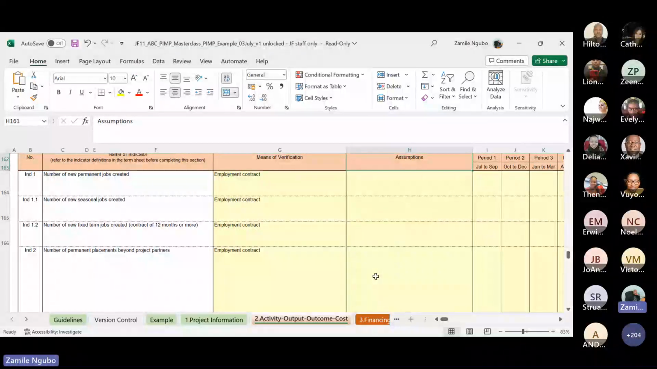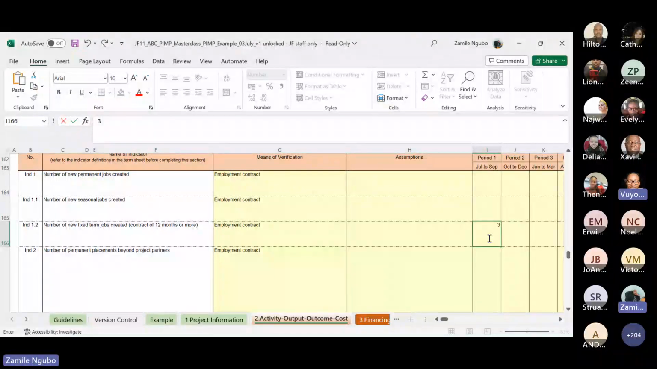So in the example that was provided, we are told that there will be 3 positions created, so we will put 3 there. These are people who will be working with the project, making sure that assessments are correctly done and all that. So the assumption here is 3 new employees. Yes, DDG?